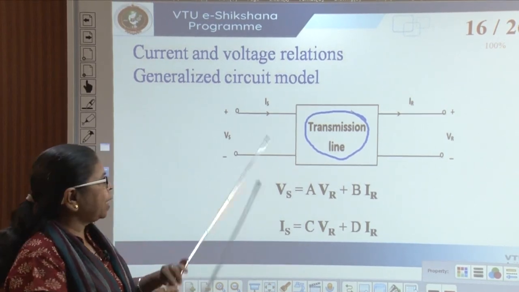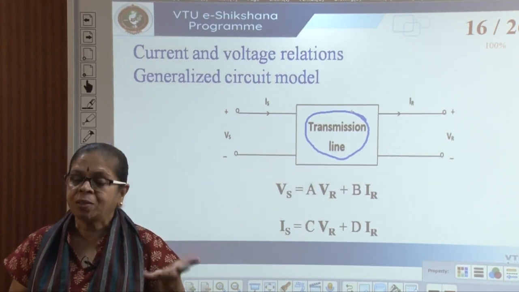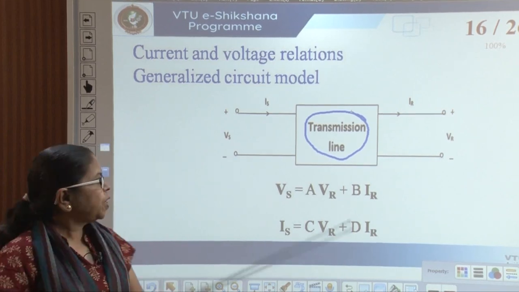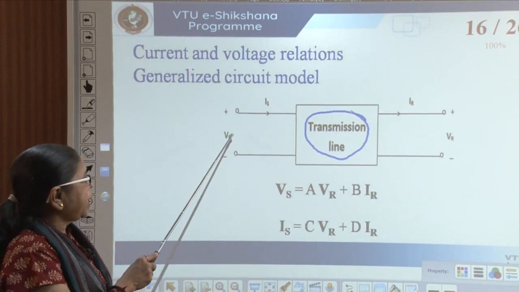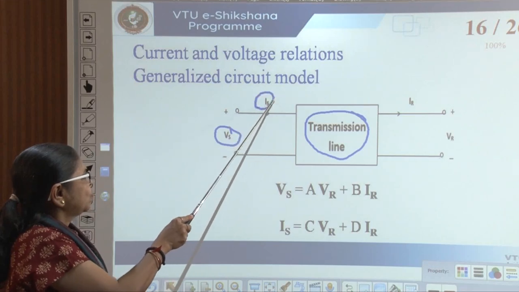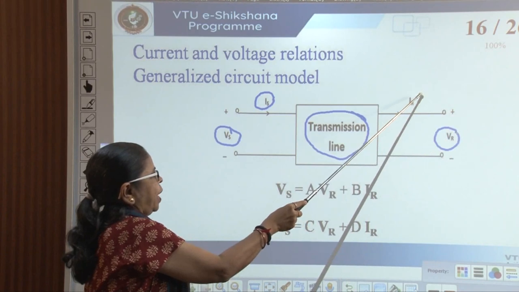So this is basically a 2-port network. Remember from your circuit theory, this is a 2-port network. This is the input port and this is the output port. So at the sending end I have Vs and Is, and at the receiving end I have Vr and Ir.